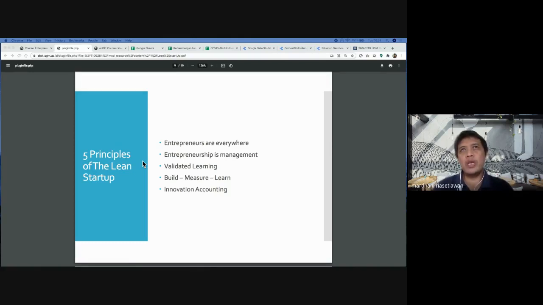But actually, we can start a startup without money in the first place. If we can combine a lot of resources, I can see a lot of examples, like kitabisa.com. The startup works based on collaboration. They don't have a lot of money, but they have the idea, and then they bootstrap on their own to develop the prototype, and after that they campaign, and they get interaction and attention from a lot of people.